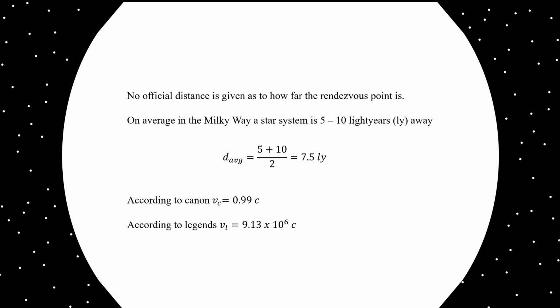So, taking the average, we get that a distance would be 7.5 light years, which in meters would be 7.05 times 10 to the 16 meters. In Star Wars canon, hyperspace is defined to be 0.99 times the speed of light, and in Star Wars Legends, the speed of hyperspace is given as 9.13 times 10 to the 6 times the speed of light.